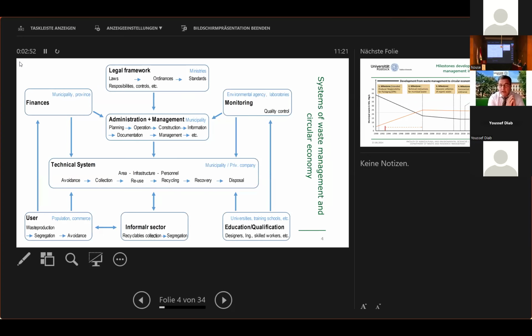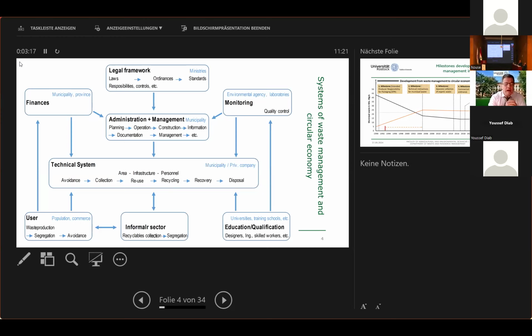Waste management is several systems. One of the most important of them is the legal framework. So we need a legal framework. That's the reason we have the Ministry of Environment. But most of the Ministries of Environment in the MENA region do not play the role of developing an applicable legal framework. It is very important to have a legal framework.